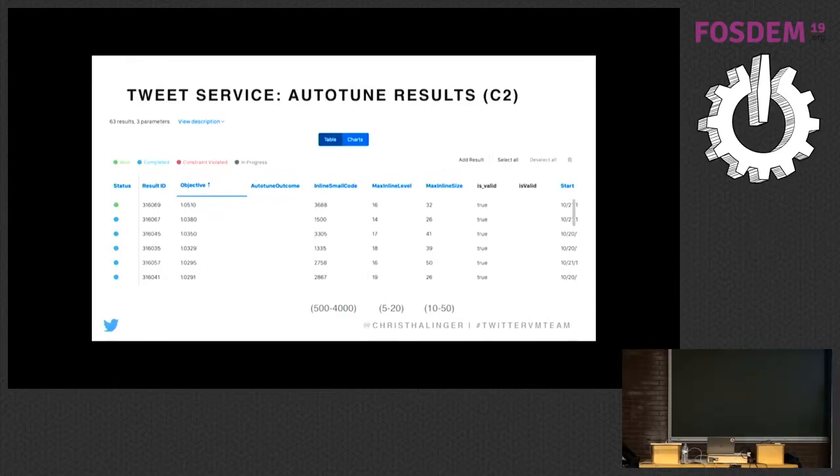Nice, right? So AutoTune does a very good job, but compared to Graal, it's just nothing. Because this is the tweet service, and we had an 18% improvement by using Graal with AutoTune, and the most we can get here is roughly, let's say, because I'm nice, 4%. So.